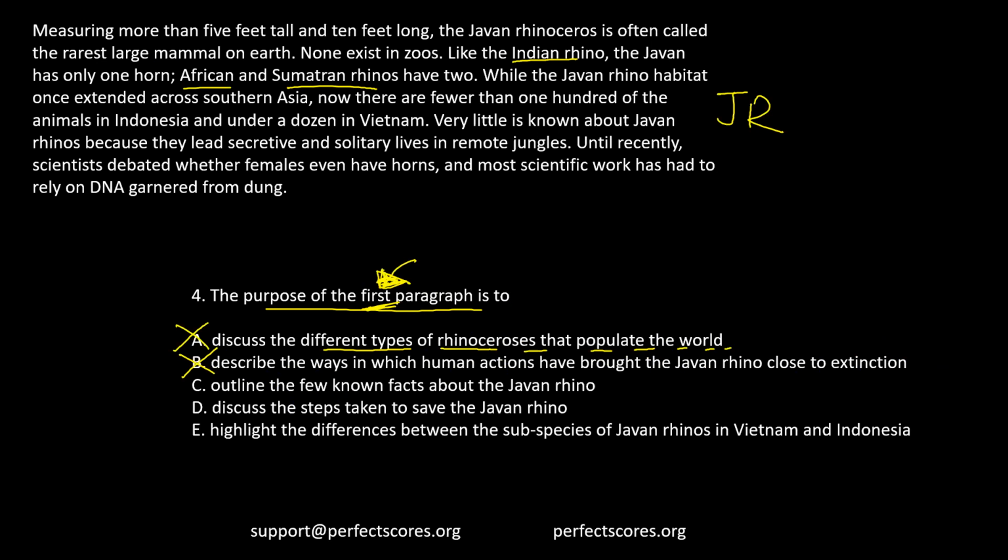C, outline the few known facts about the JR. That could be, yeah. D, discuss the steps taken. No. That was also in the second paragraph. Yes, and that too wouldn't be the purpose of the second paragraph, because the purpose would be to show that we can't save one species, but there is some hope for the other species. So this wouldn't be the purpose of any of the paragraphs, although it is mentioned somewhere.